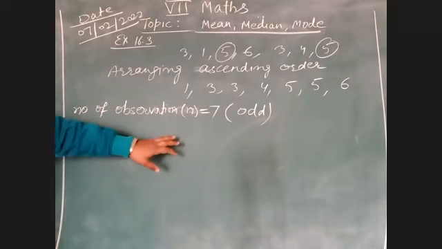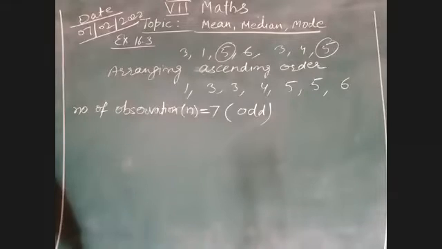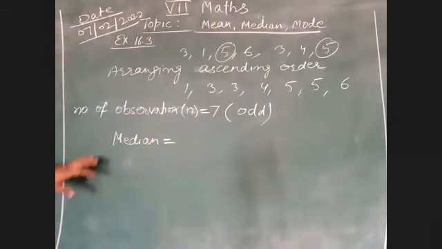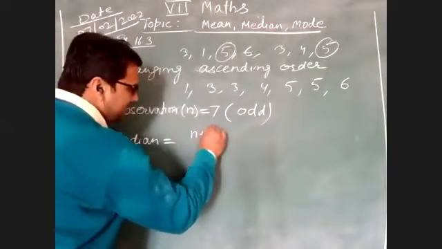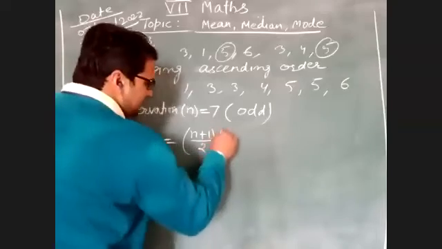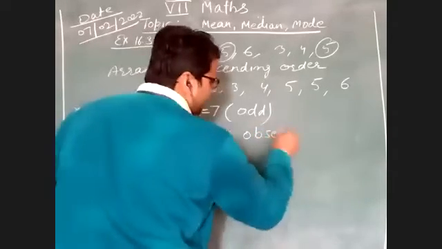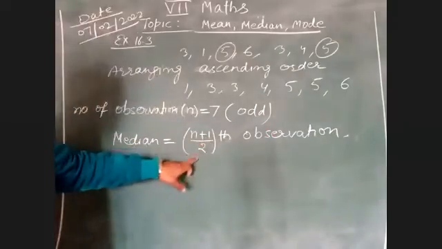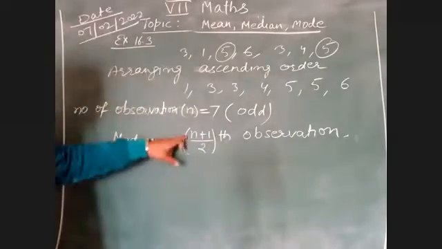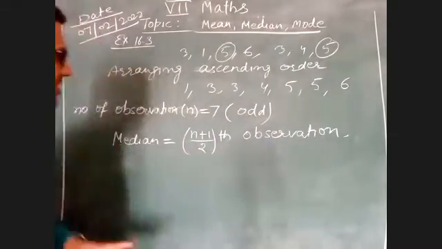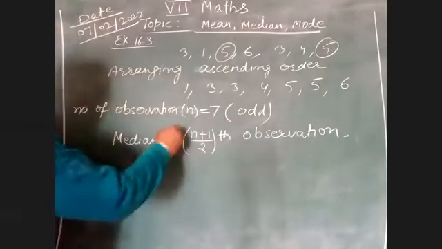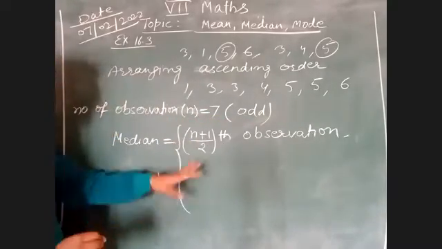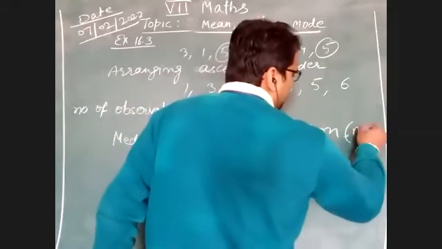Number of observations. The median will be, if n is an odd number, then the median will become the (n plus 1) by 2th observation. This will be the (n plus 1) by 2th observation if n is an odd number. So this is the formula, and here n is odd.